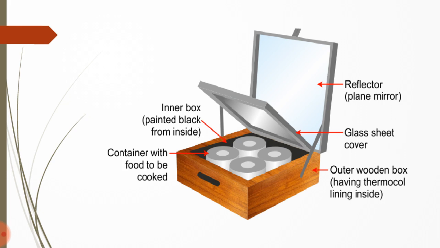This is also a box type solar cooker, one of the same. Here there are four containers with the food to be cooked, and the outer part is a wooden box, generally having thermocol lining inside, and the inner part is painted black from the inside so that it can absorb the maximum amount of heat. The upper part of the box is the glass sheet cover, used for transmission of the solar radiation. Above that there is a reflector, which is a plane mirror, so we are able to collect the maximum amount of solar radiation, or increase the collector area of the solar cooker. So this is all about the solar cooker construction.